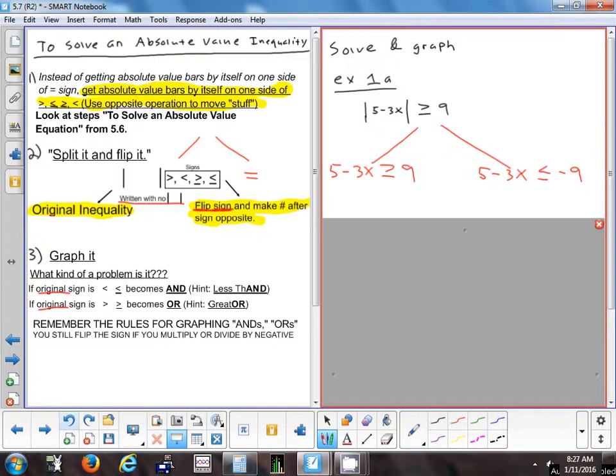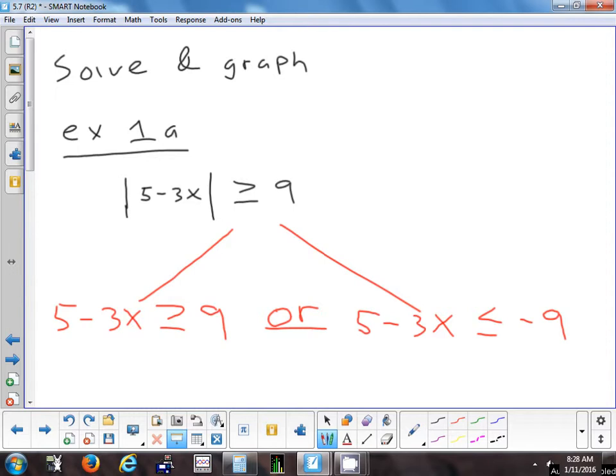Now we have to decide what kind of problem it is, if we're going to put the word and or the word or. Alex, can you pronounce that inequality for me? Greater than or equal to. That's a greater than or equal. So what word do we use when it's greater than or equal? Or. Put the word or. I like to put it right away so I don't forget to do that. So this is an or. So when we graph it, we're going to think about graphing everything. Now, we'll go through, solve it, and see what happens.